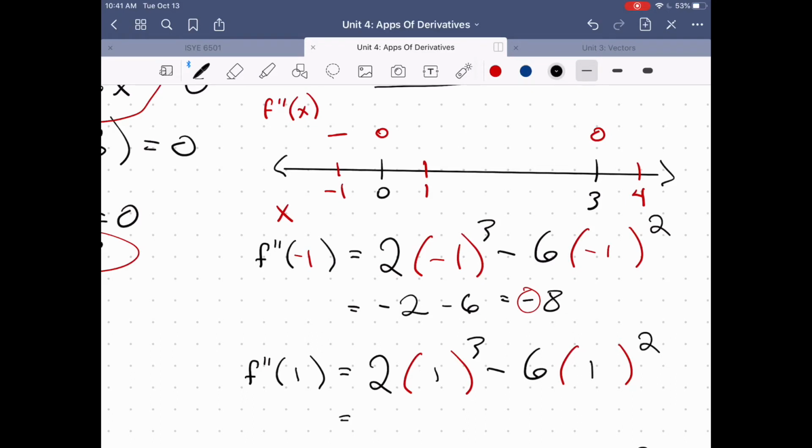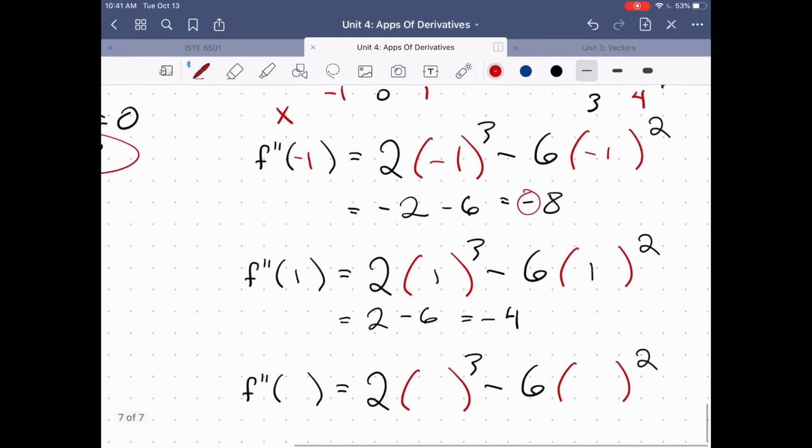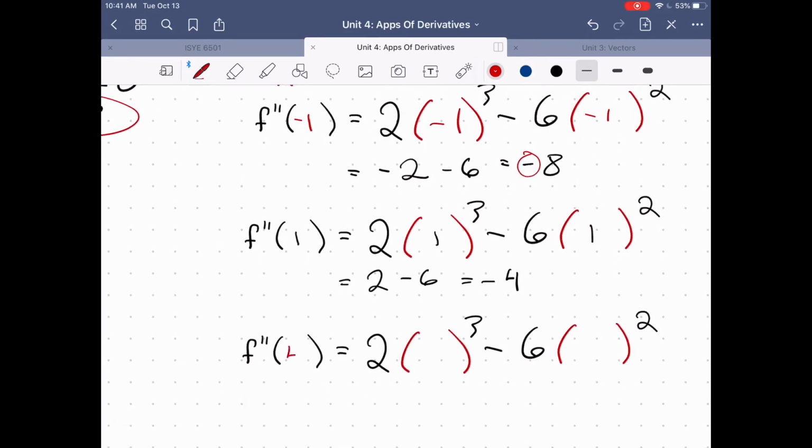1 cubed is 1, 2 times 1 is 2. 1 squared is 1, negative 6 times 1 is negative 6, and then 2 minus 6 is equal to negative 4. So since I have a negative answer, I'll just put a negative sign above the 1. And then finally, I'll use x is equal to 4 and plug in 4 for the x's inside of f double prime.